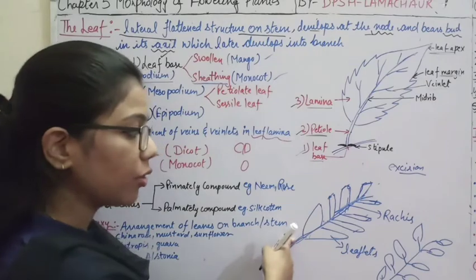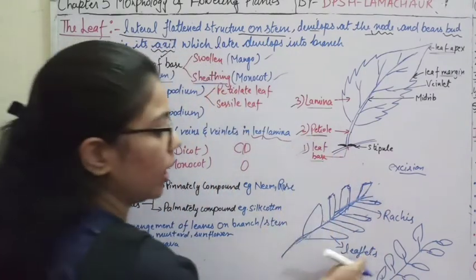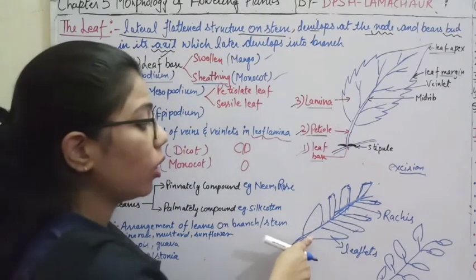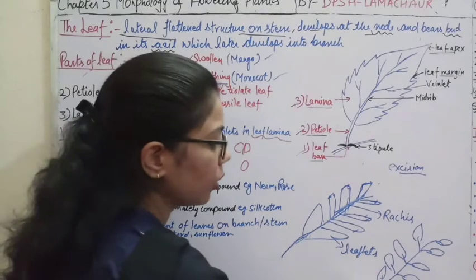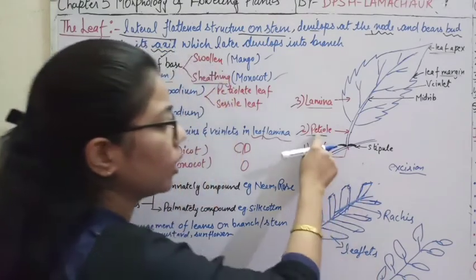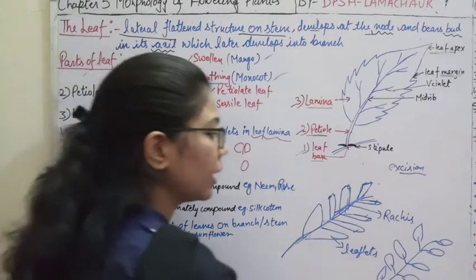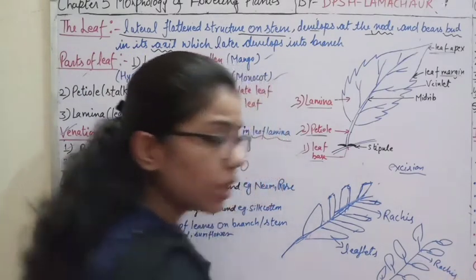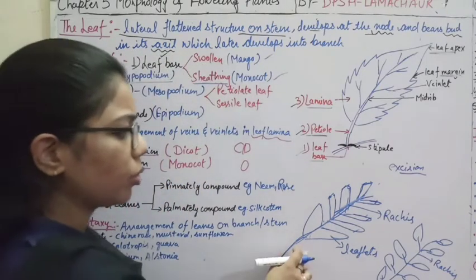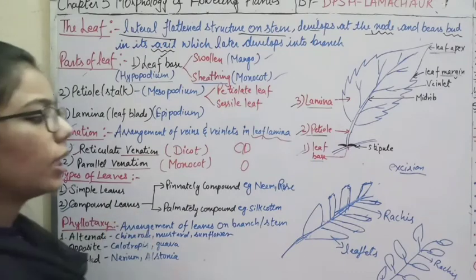But here, what I have shown, it is having what? Petiole, and here it is having no petiole. So what will you say? It is a sessile leaflet. And here what you are observing, each leaflet has its own particular petiole, but they are arranged like this, and this will become the rachis. So I have shown this part also, this part also. So this is the compound leaf.